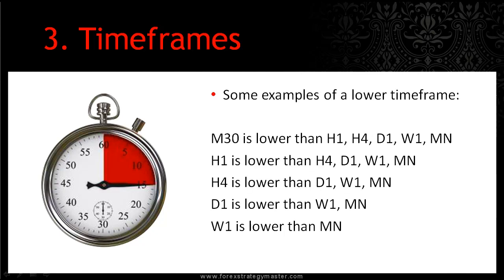Some examples of a lower time frame would be the 30-minute is lower than the 1 hour or the 4 hour. The 1 hour is a lower time frame than the 4 hour or the daily. The 4 hour is a lower time frame than the daily charts. The daily time frame is lower than the weekly or the monthly. And of course, the weekly is lower than the monthly.